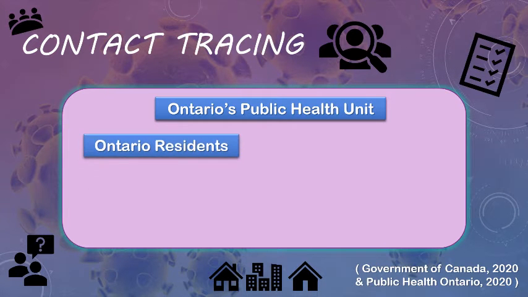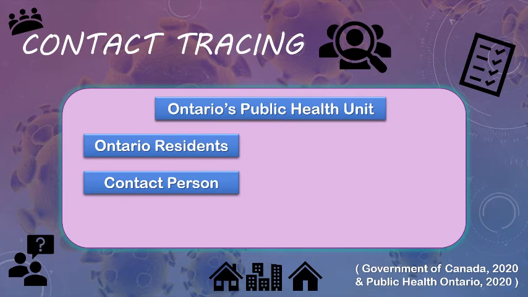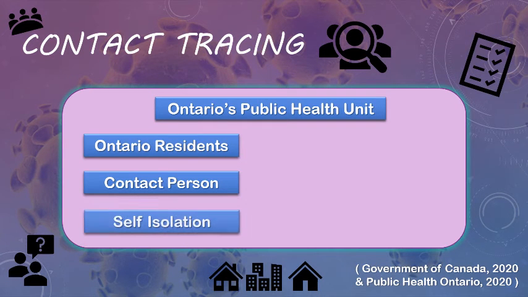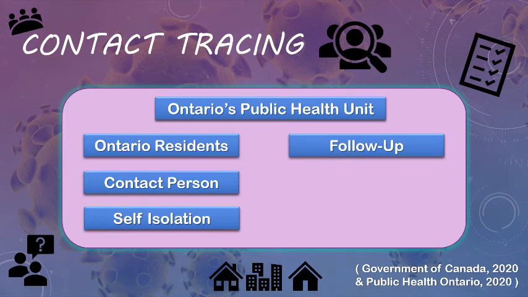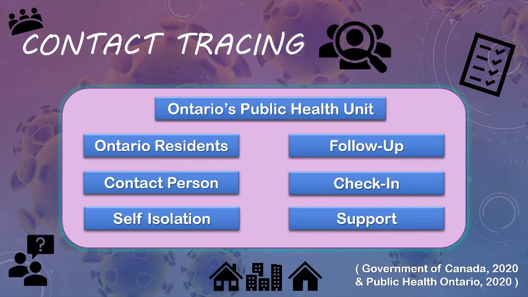Ontario residents who have COVID-19 are contacted by their local public health unit to identify the persons they were in contact with and could have transmitted the virus to, and supported throughout their self-isolation period. Public health units also follow up with contacts of COVID-19 cases to check in about symptoms and to provide additional supports as needed.